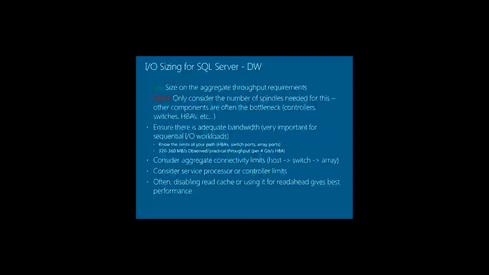Know the limits of your path. Consider your aggregate connectivity limits: host, switch, array. Switches have limits. Each connection between components has a limitation. Arrays have service processors, so they're a special purpose computer.